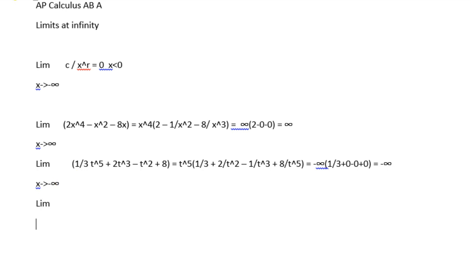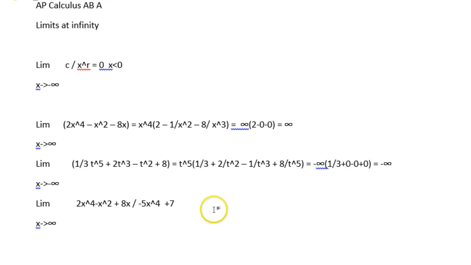Okay, the limit as x approaches infinity of 2x to the 4th minus x squared plus 8x, all over negative 5x to the 4th plus 7.